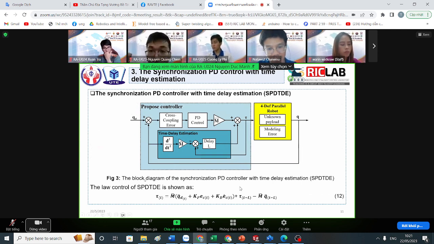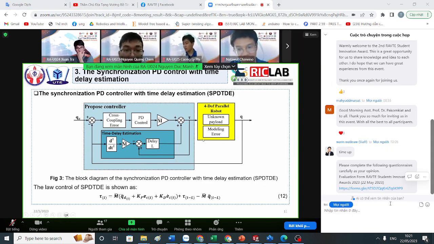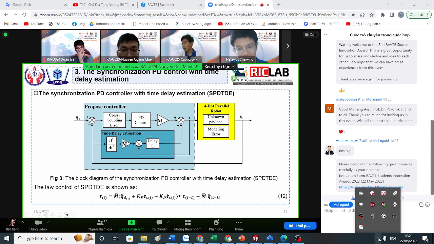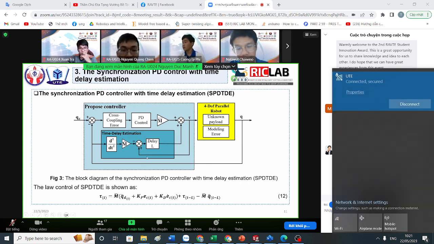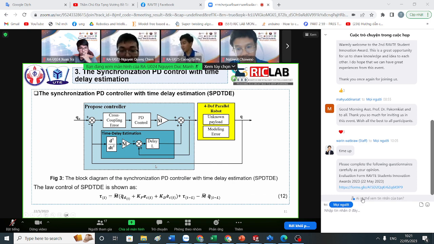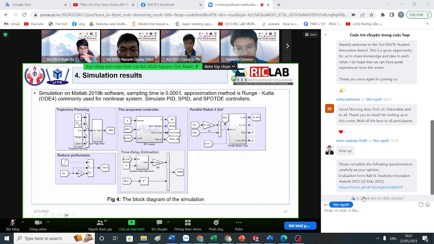After that is the block diagram of the synchronization BD controller with time delay estimation. The control law of FBD-TD is shown as equation 12. That's figure 4, the block diagram of the simulation.